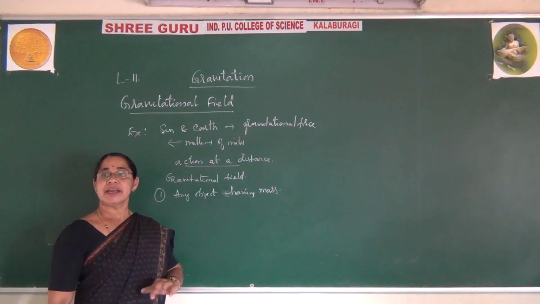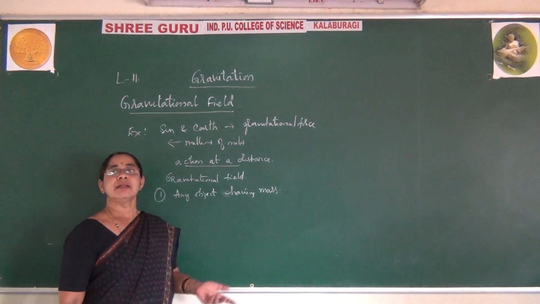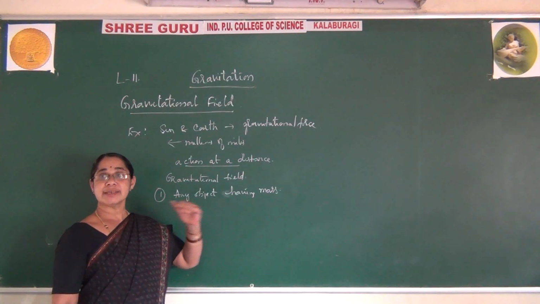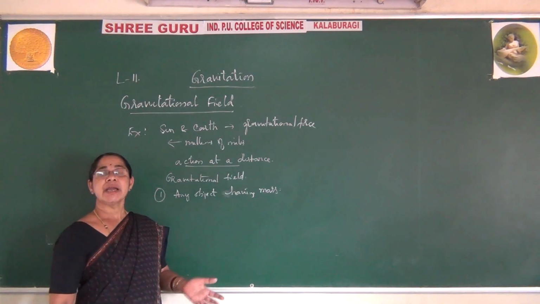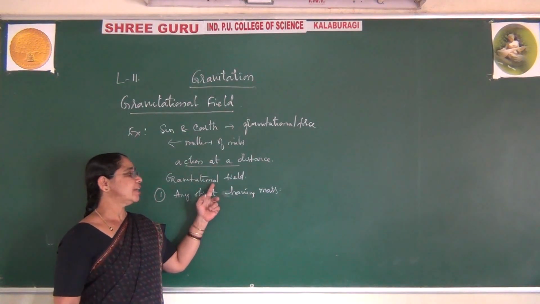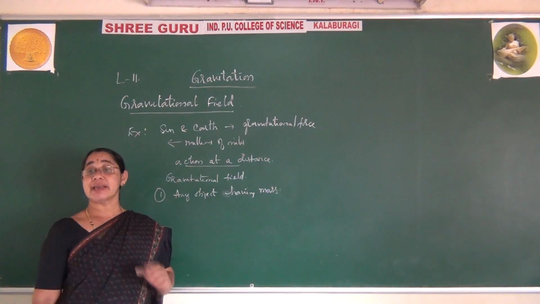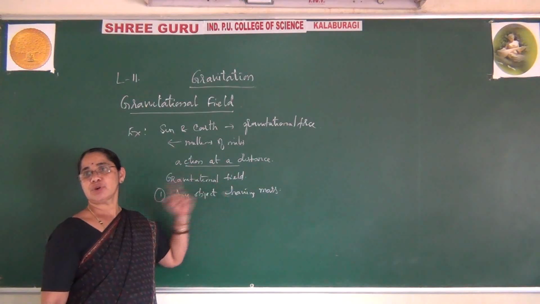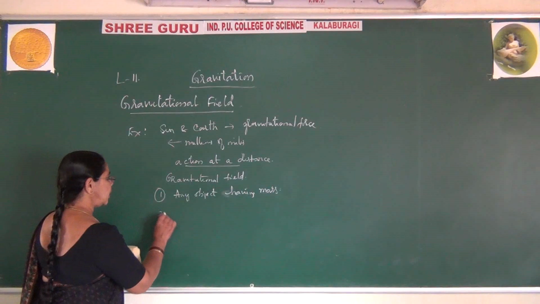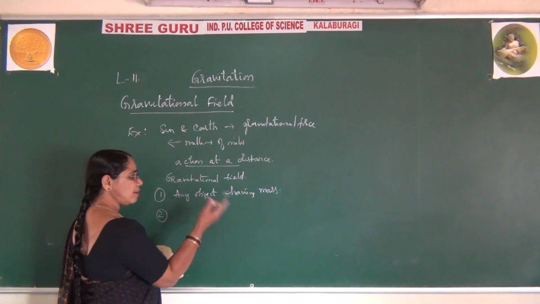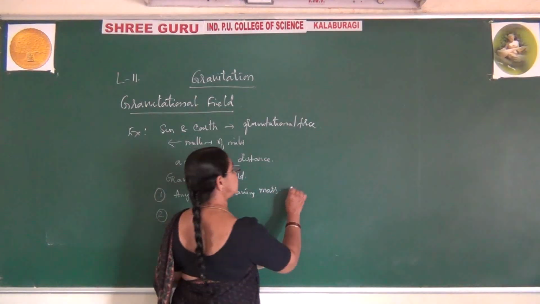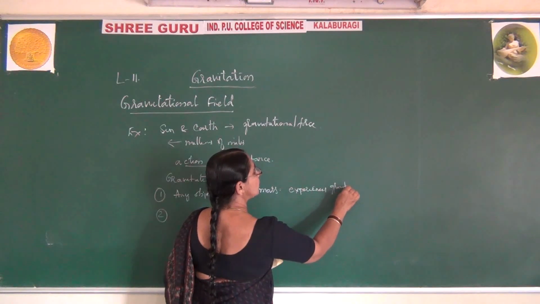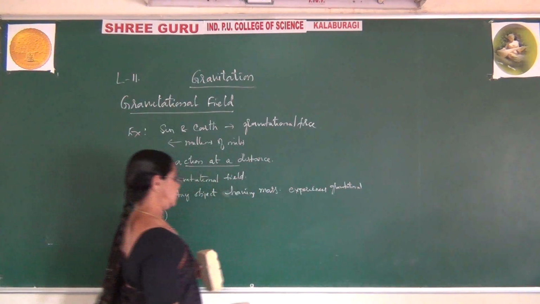So whenever an object having mass is in the field, naturally an attraction arises between it and another body, and hence there is a gravitational field. Nothing but a gravitational pull is experienced, due to which we call it a gravitational field. Second point: any object having mass experiences gravitational force, right? Okay.